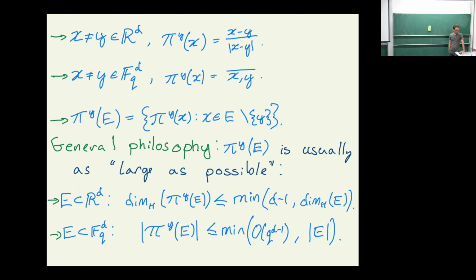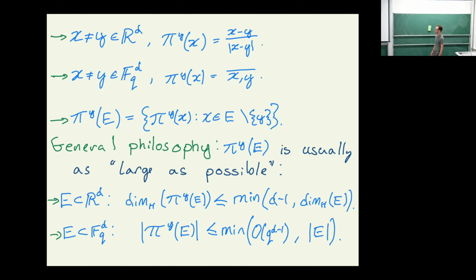So, the general philosophy is that the radial projection of a set is usually as large as possible. How large can it be? If you know the size of the set that you're looking at, so it's either the Hausdorff dimension of E in real space, or it's the cardinality of E in finite space, then from most directions, the projection is not going to be much smaller. It'll have the same dimension or the same cardinality. Unless the set is so large that when you project it down to a d-1 dimensional space, it doesn't fit.